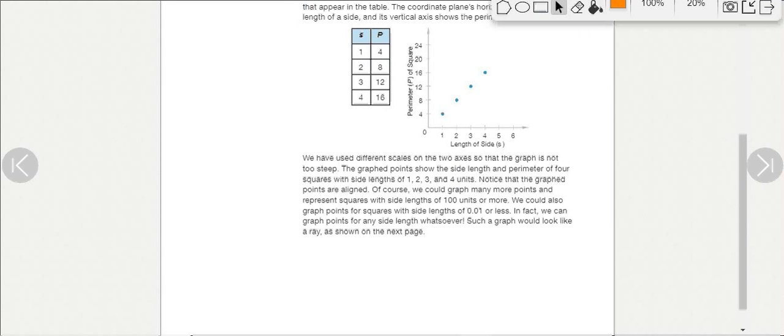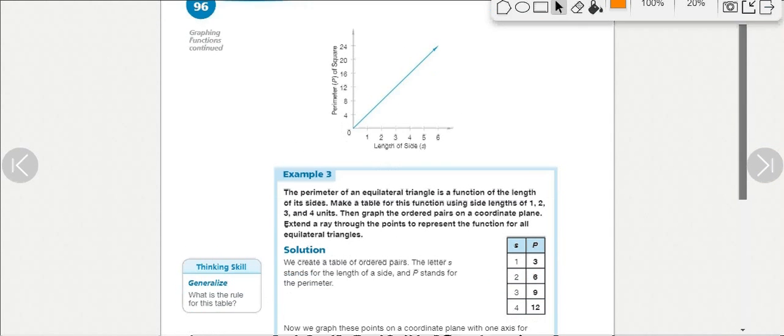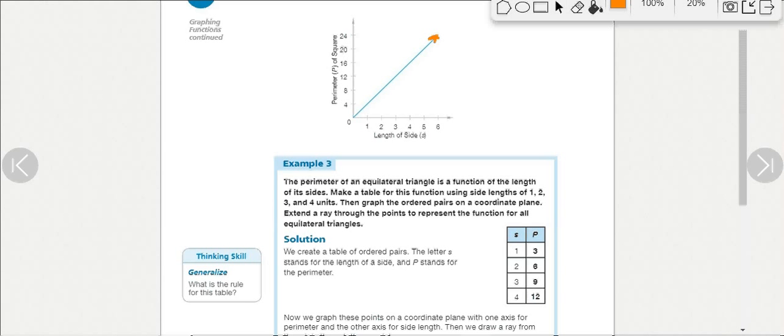We've used different scales on the two axes so that the graph is not too steep. It'd be harder to read if they used 1s all the way up vertically. The graphed points show the side length and perimeter of 4 squares with side lengths of 1, 2, 3, and 4. Notice that the graphed points are aligned. Of course, we could graph more and represent squares with side lengths as high as 100 if we wanted. We could also graph points for squares with side lengths of less than 1. In fact, we can graph points for any side length whatsoever, and they would fall on the line. It's following a function rule, and that's what's going to happen. That's why we can put an arrow here showing that all of these will follow the same rule.